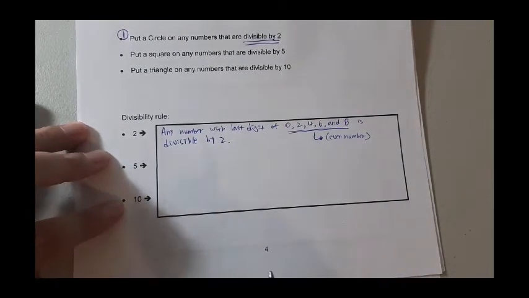Even number is the opposite of odd number. Odd numbers are 1, 3, 5, 7, 9, those kinds of numbers. Even numbers are 2, 4, 6, 8. Those are the numbers.